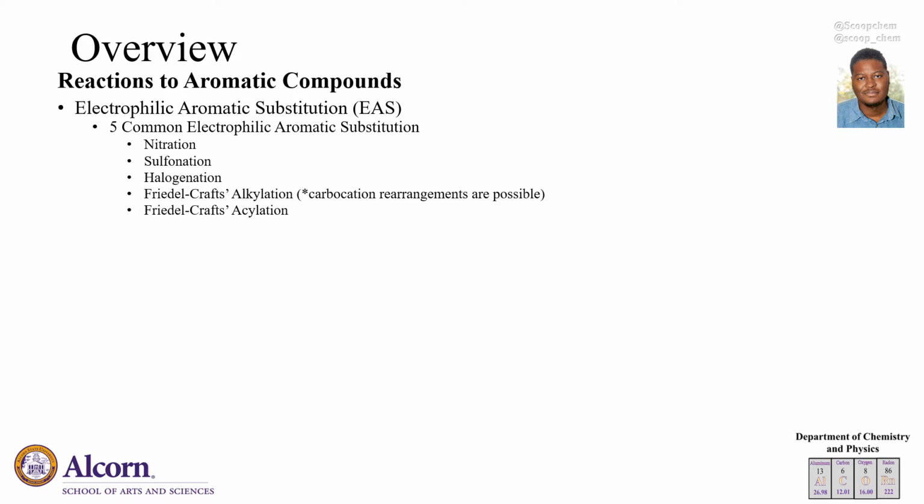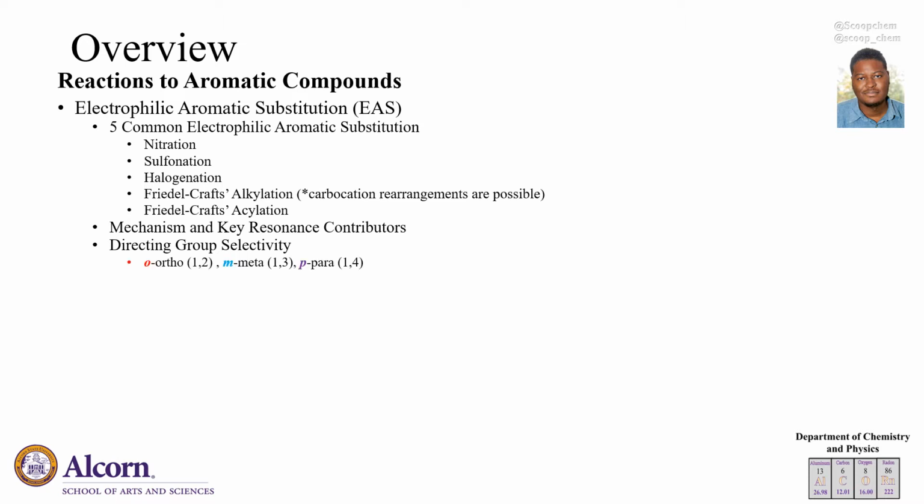All right, we're going to cover the reagents for each type, and also how to draw the major products from various reactants. Okay, we need to learn the mechanism and key resonance contributors, and we need to understand directing group selectivity. Okay, so we'll talk about the positions first on the benzene ring, in particular, the ortho, the meta, and the para position. Then we'll talk about these electronic effects: electron donating groups are going to govern ortho and para positions, and electron withdrawing groups prefer to direct at the meta position.